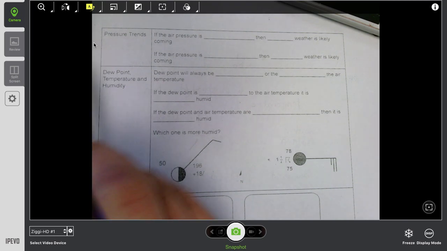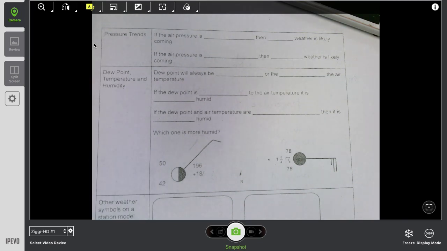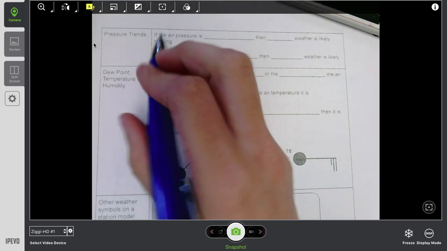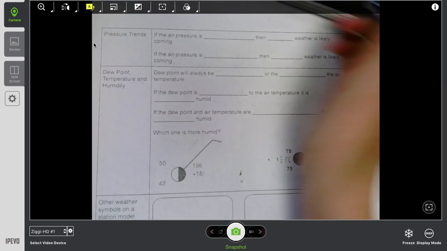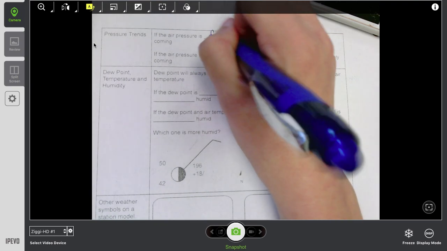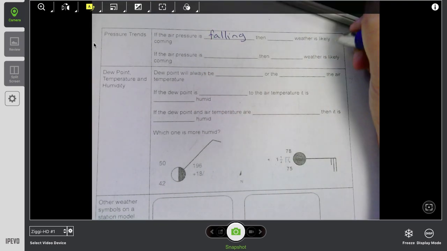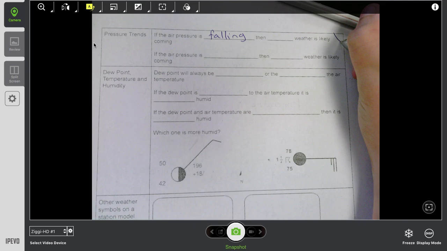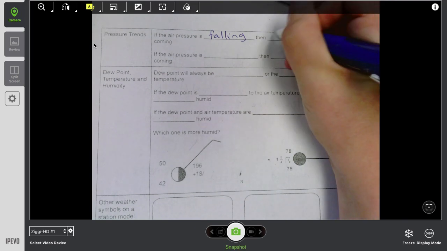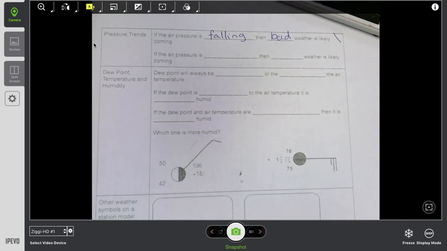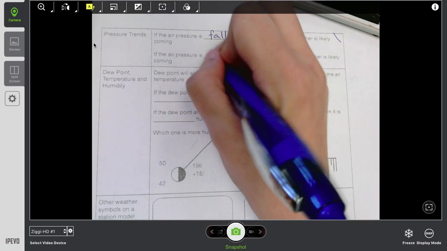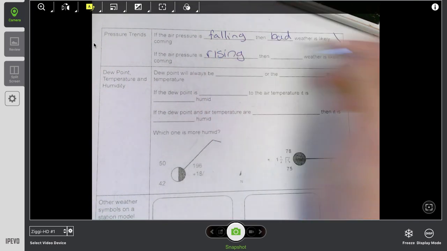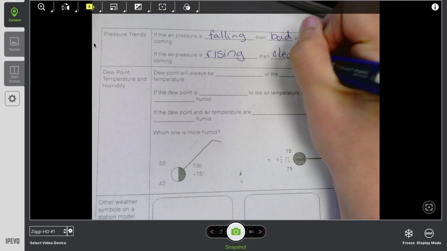That's exciting. All right. So pressure trends, dew point, humidity. This is all going to be a review of stuff you already know. So pressure trends. If air pressure is falling, so that means the line looks like this underneath the air pressure number, then bad weather is most likely on the way. If air pressure is rising, then clear weather is on the way.